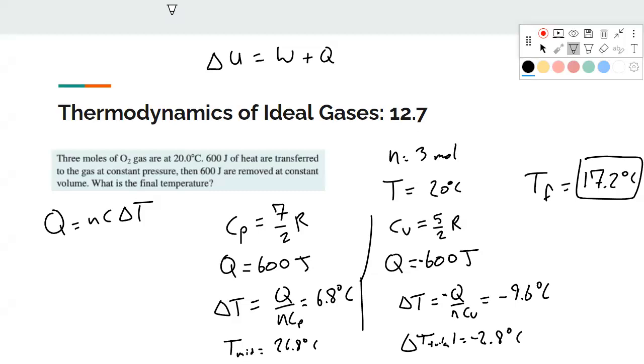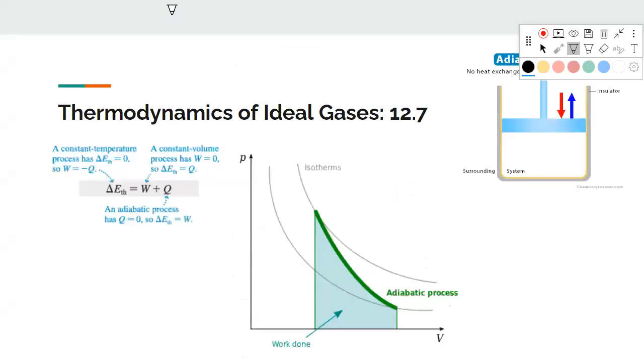So this would be an example of a really typical problem that'll be in like next week's homework, basically, of using these gas properties to figure out how temperature changes in relation to work and to heat. Okay.